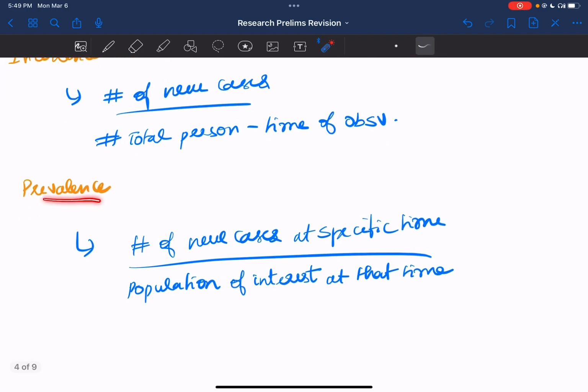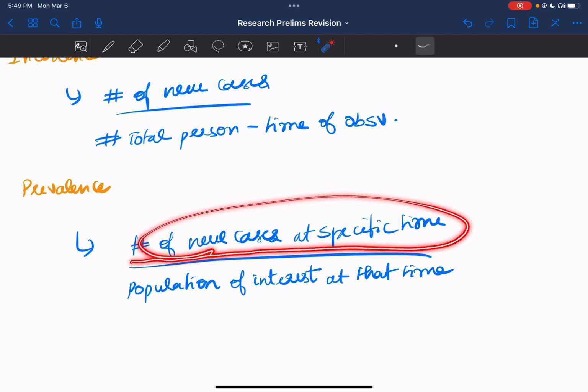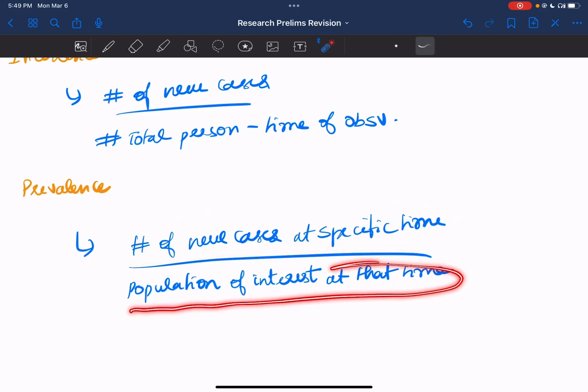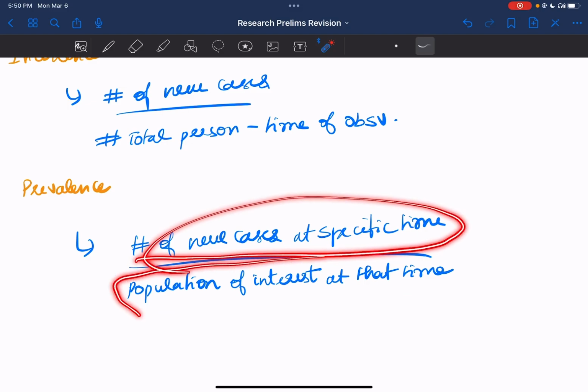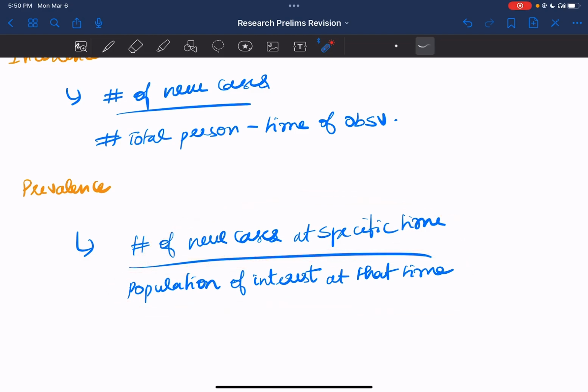Now what about prevalence? Prevalence is the number of cases at a specific time divided by the population of interest at that time only. So this is more specific: number of cases at a specific time divided by the population of interest at that specific time only.